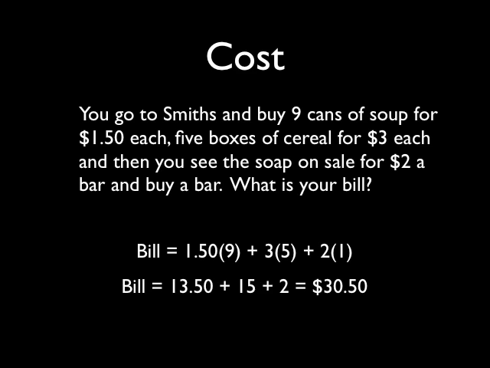So look at what we did. That would give us the subtotal for soup, subtotal for cereal, subtotal for soap, gives us $30.50. Notice that to get the total, we took the price per item times the amount. That's the pattern that we'll be looking at in the next several story problem types.